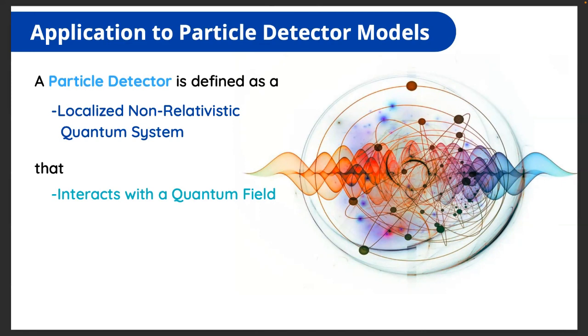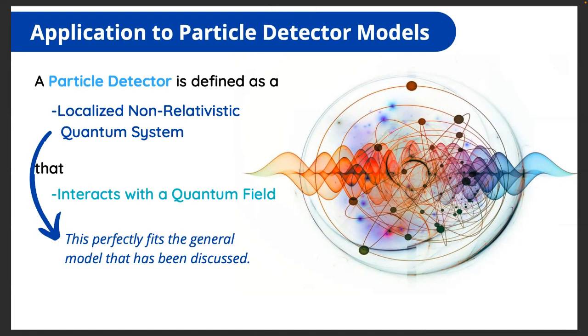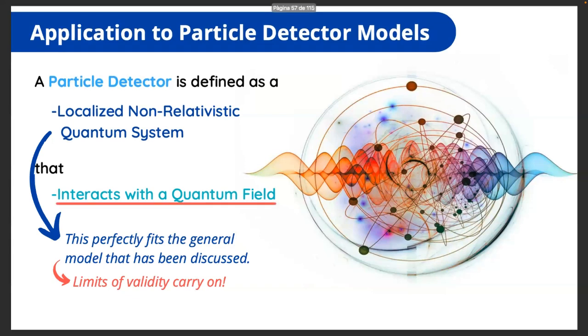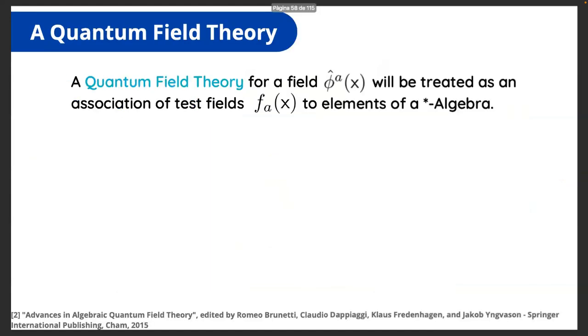Okay. And basically, now I want to get the formulas that we have for localized non-relativistic quantum systems and apply these to systems that are interacting with the quantum field. And of course, the limits of validity of the formulas for the non-relativistic quantum systems that we just described will also carry on. So we talked a lot about quantum field theory yesterday in the algebraic perspective. This is going to be the most brief introduction to quantum field theory you've ever seen.